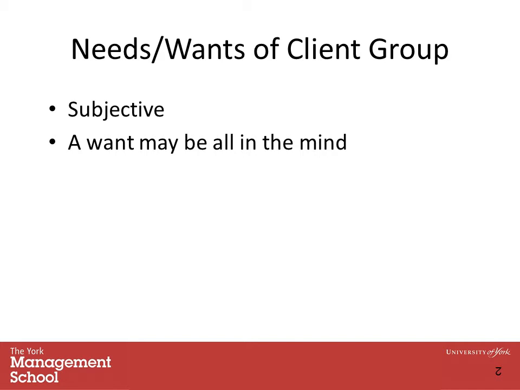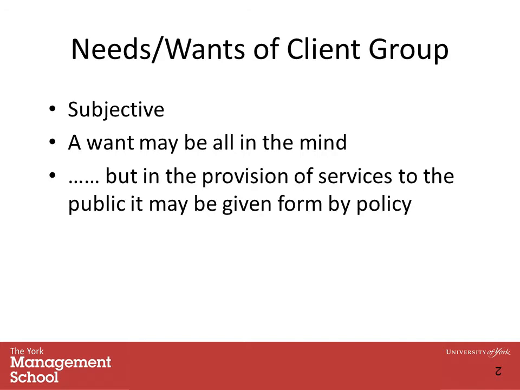The state may have definitions of what people need that will entitle them to receipt of a service they cannot otherwise afford to pay for. So they may have need of something. And if they can prove their need to the state, the state may well provide them with housing, it may provide them with transport, it may provide them with education, it may provide them with healthcare. So in fact, in this situation, although in pure economic terms we're looking for things that people can afford to pay for, the provision of such services to the public may be given form by policy.